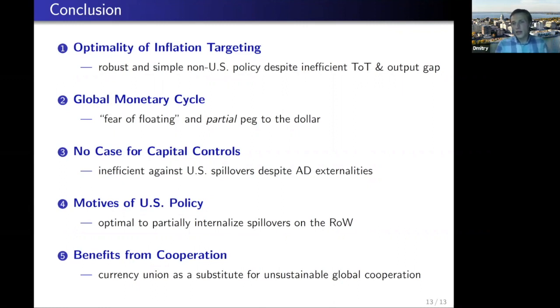The dollar currency pricing can't really be used as a rationale for the use of capital controls. The capital controls are completely useless here. And we show that there are additional motives for the US monetary policy under dollar currency pricing, which partially internalize these international spillovers. At the same time, we show that global cooperation is unlikely and more local forms of cooperation can be beneficial for individual economies.